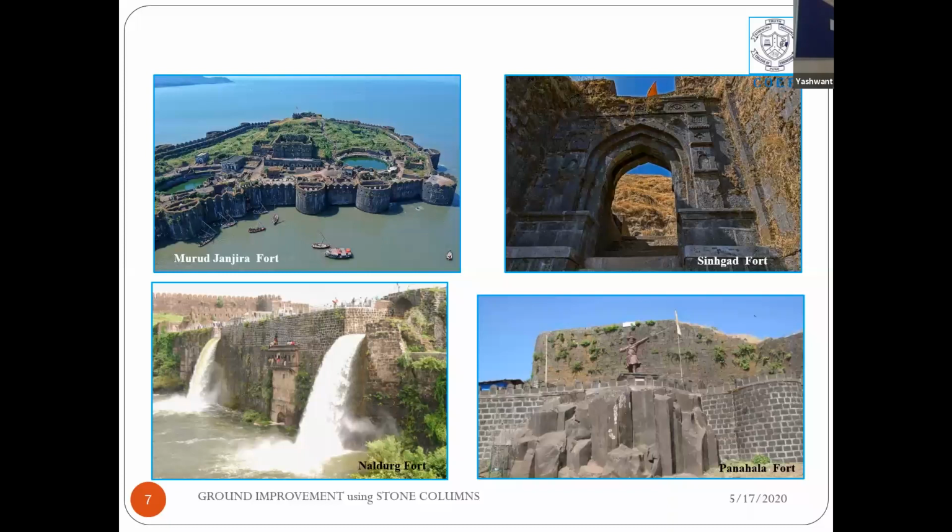Then Naldurg Fort in the Usmanabad district. Nearby we have columnar geological formation.